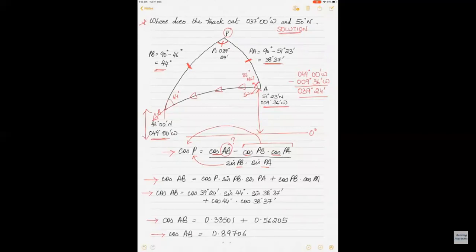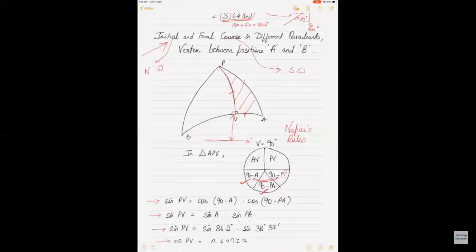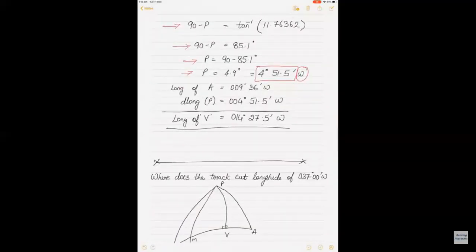So the vessel is going westwards, and the vortex is located between them, further west of A. So the vortex is also west of A, so that's why I've written west. So longitude has to be increasing, so that's why 4 degrees 51.5 west here.